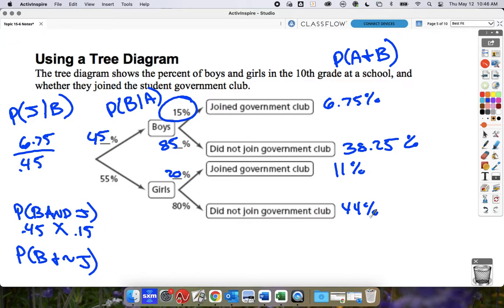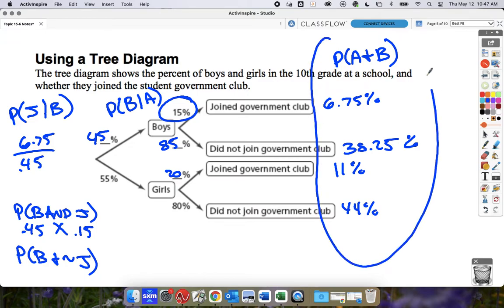Is it kind of clicking? Do you like the tree diagram more now? Do you want to draw them all the time? Probably not. So there's a couple different ways to pursue that. This is going to be your A and B, these percentages over here. And this is going to be your given statements, your probability of B given A.